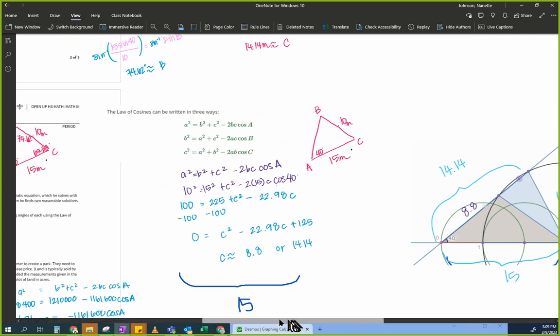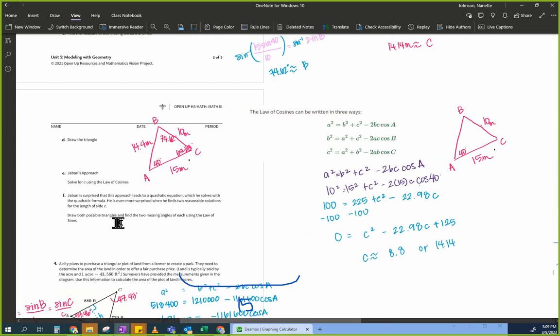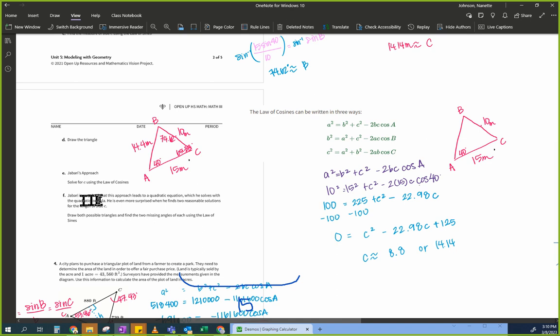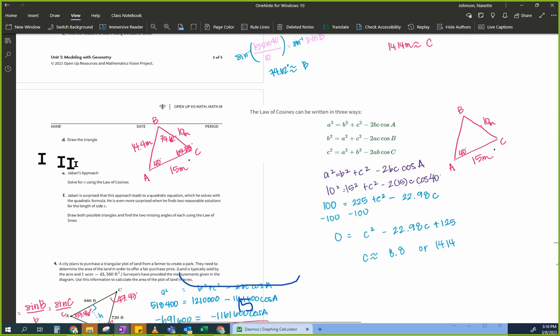So let's go back over here really quick. It says, draw both possible triangles and find the two missing angles for each of them using the law of sines. And then we're pretty much done. So again, Jabari's surprised that this approach leads to a quadratic equation, and then he solves it and he gets two solutions. Give me 1 second.